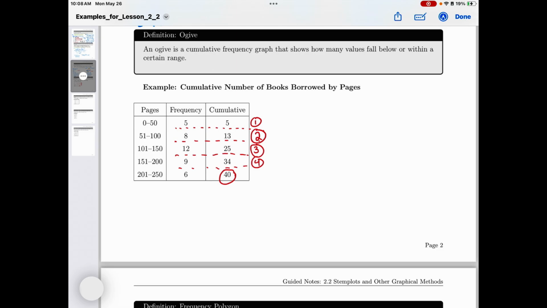have when we add up all the frequencies of all the classes. So 5, 8, 12, 9, and 6 together should give me 40. So that should give me the total number of data values.